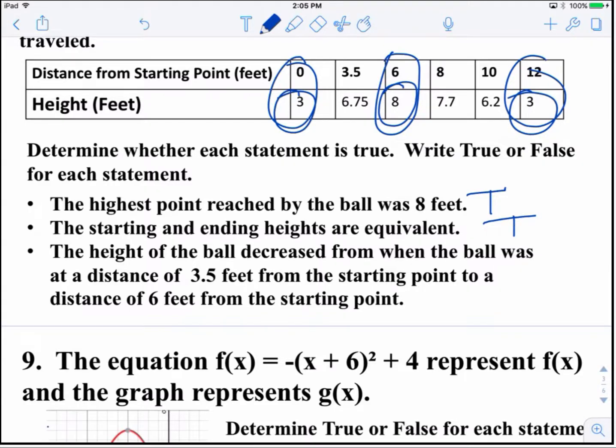The height of the ball decreased from when the ball was at a distance of 3.5 feet from the starting point to a distance of 6 feet from the starting point. Well, to go from 3.5 to 6 feet is here, and we know that this, from 6.75 to 8 feet, that's an increase. So it's not a decrease. So this statement is false.